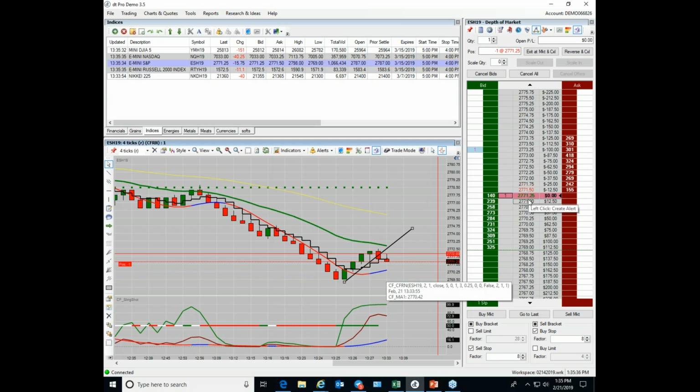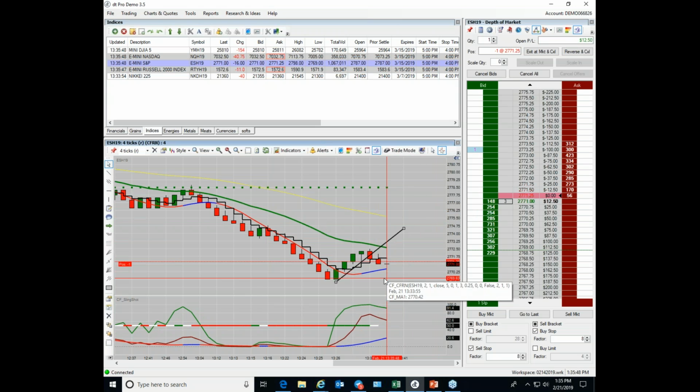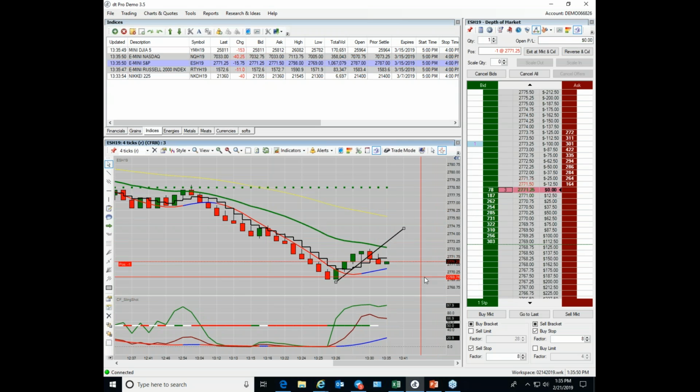So we're looking for the market to get down to 27.70 and a quarter. That would qualify for us to move our stop to our entry, or a close below the MA1 will also set the stop to break even or entry. Again, this is our warning flag, right here. So let's see what happens.